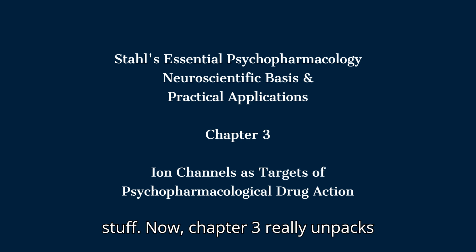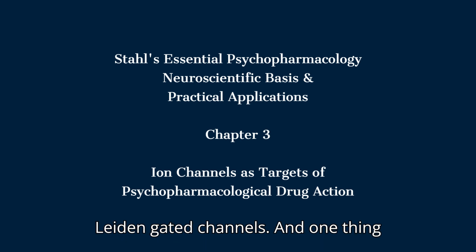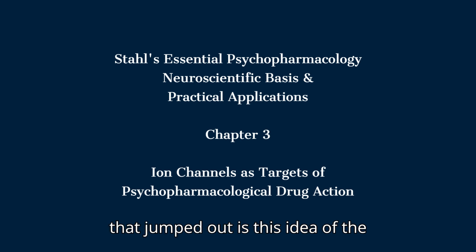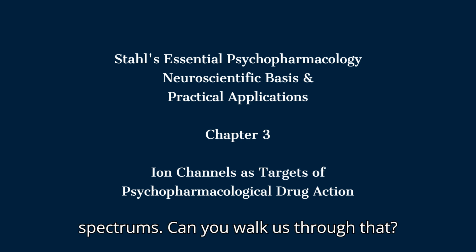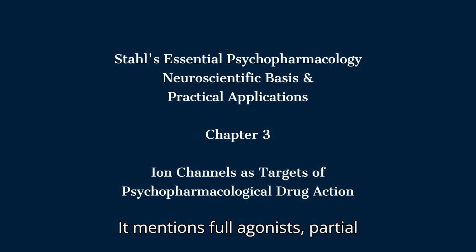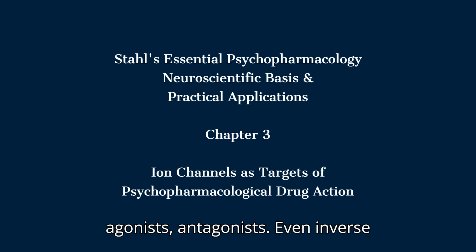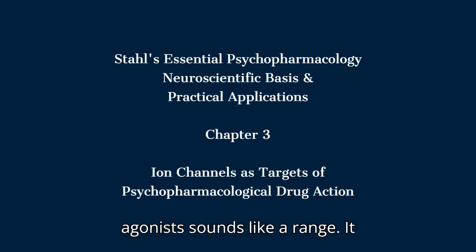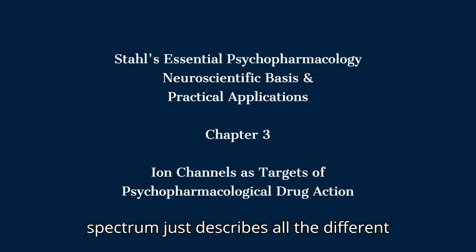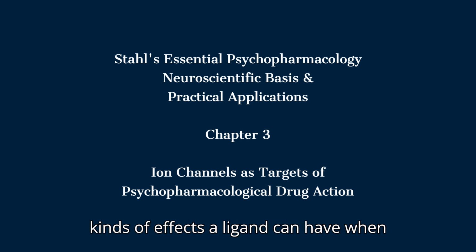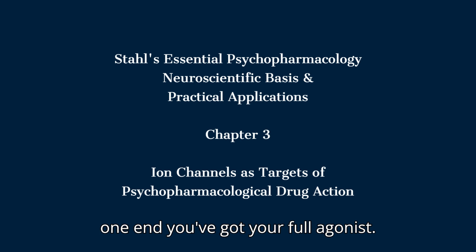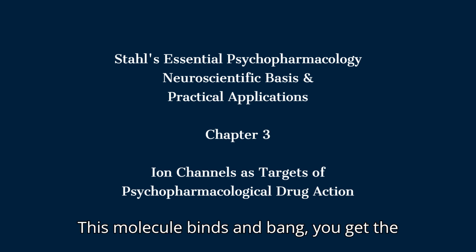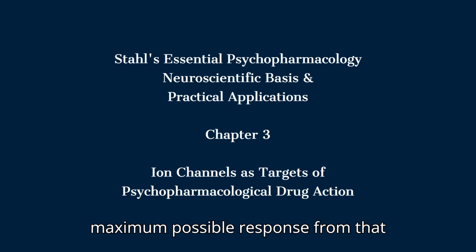Now, Chapter 3 really unpacks ligand-gated channels, and one thing that jumped out is this idea of the agonist spectrum. Ah, yes, the spectrum. Can you walk us through that? It mentions full agonists, partial agonists, antagonists, even inverse agonists. Sounds like a range. It absolutely is a range. The agonist spectrum just describes all the different kinds of effects a ligand can have when it bumps into that receptor. Okay. So at one end, you've got your full agonist. This molecule binds, and bang, you get the maximum possible response from that receptor.